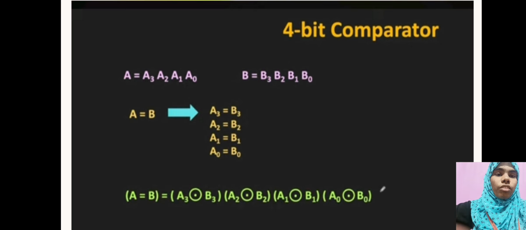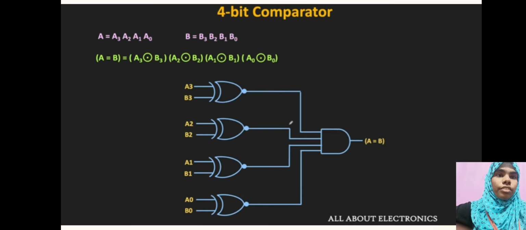A3 exclusive NOR B3, into A2 exclusive NOR B2, into A1 exclusive NOR B1, into A0 exclusive NOR B0. This is obtained from the 4-bit comparator truth table. We will see the truth table and also analyze how it is obtained. There is a logical diagram for the logical expression A equals B.